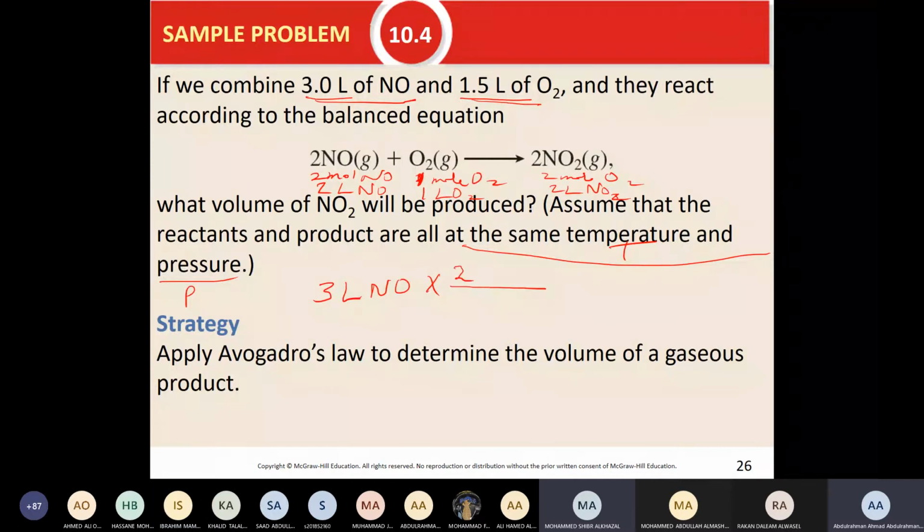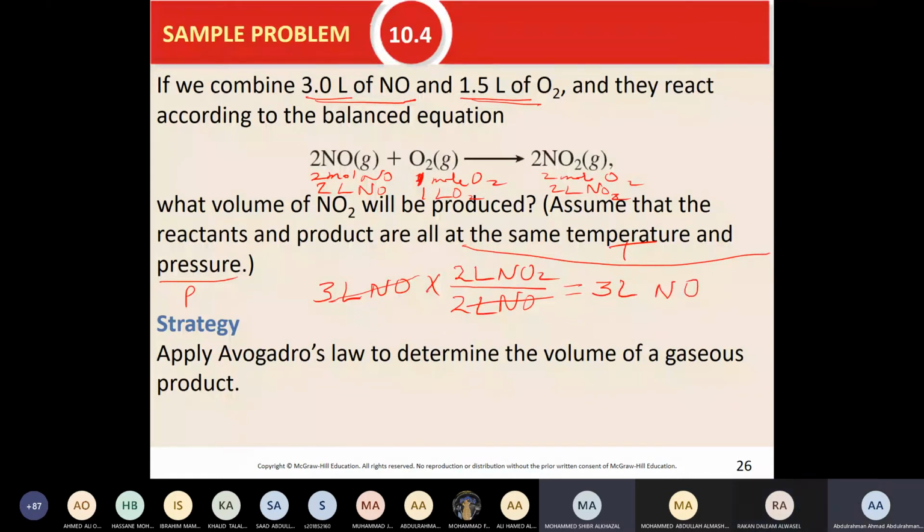2 NO2, 2 liters of O2, divided by 2 liters. The 2 liters of NO will go with this, and you have the answer as what? 6. 3. 6. 6 liters of O2.